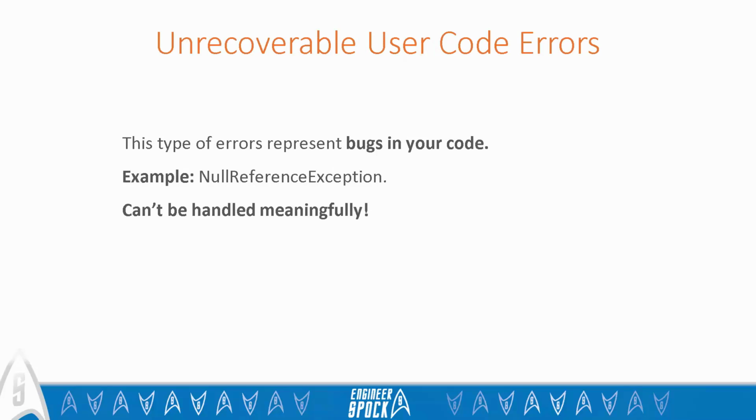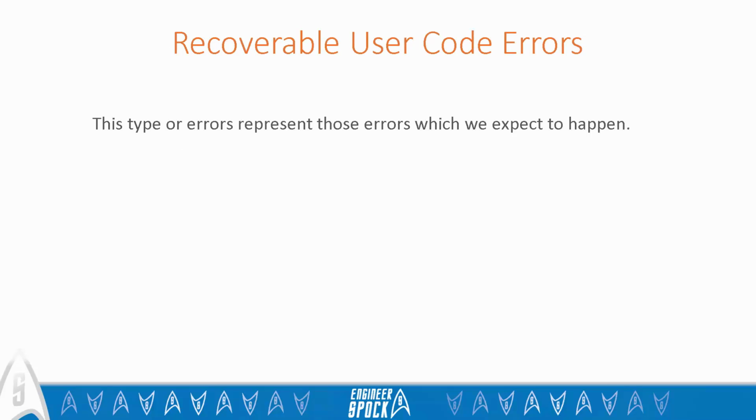Unrecoverable user code errors are the bugs in your code mostly. For example, invalid input into a function is a bug in the code, and fairly an application should fail in such a case. Null reference exception also signalizes a bug in your code, and frankly speaking, an application also should fail in this case, though we will discuss the catch-them-all approach a little bit later. The next class of errors is recoverable user code errors. This class of errors represents those errors which we expect to happen, for instance, when validation of business rules fails.